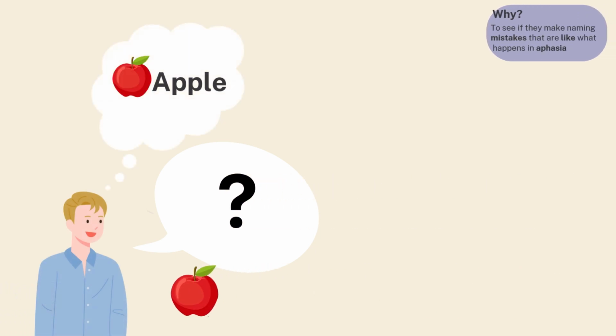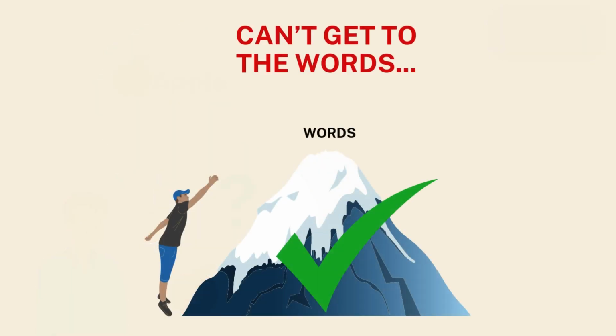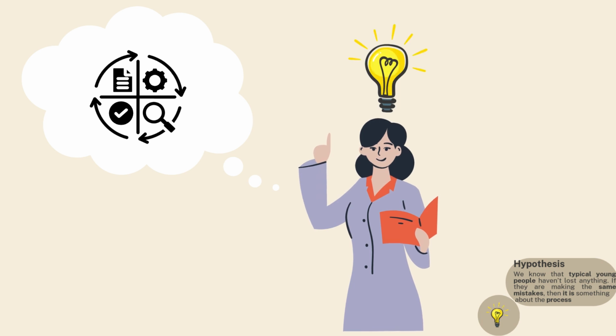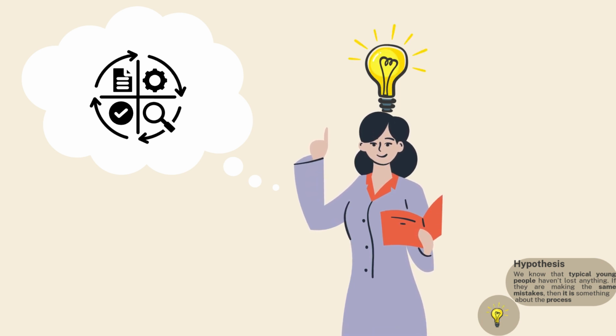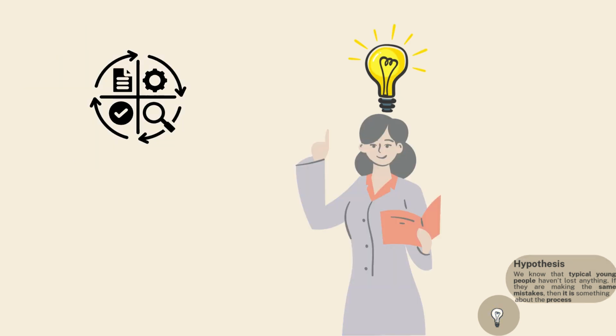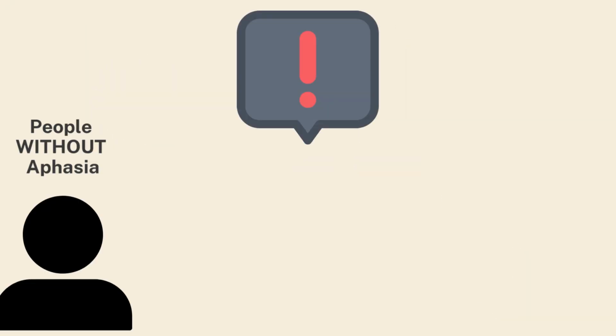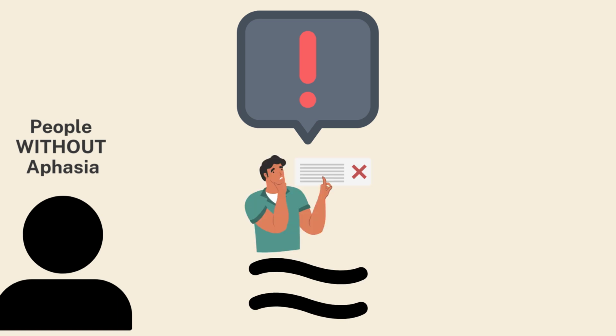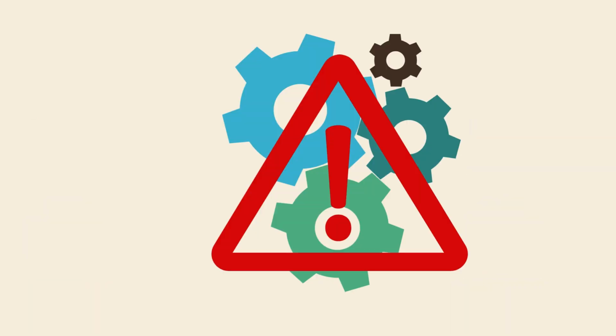If we found this, it would mean that maybe people with aphasia still have the words in their head, but just can't get to them. That would suggest that the problem in aphasia is with how the language processes in the brain are working. Somehow they're not efficient or not effective, even if the words are still there. Our hypothesis: if people without aphasia are making the same kinds of mistakes that people with aphasia make, then the problem is with the process.